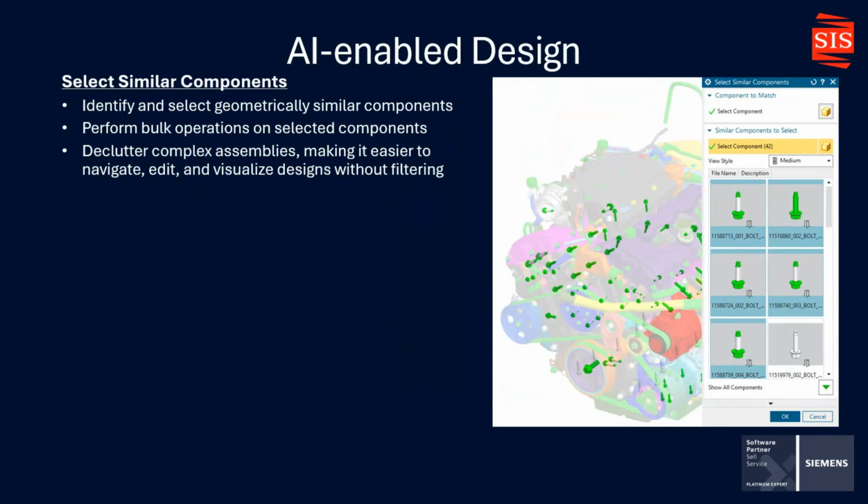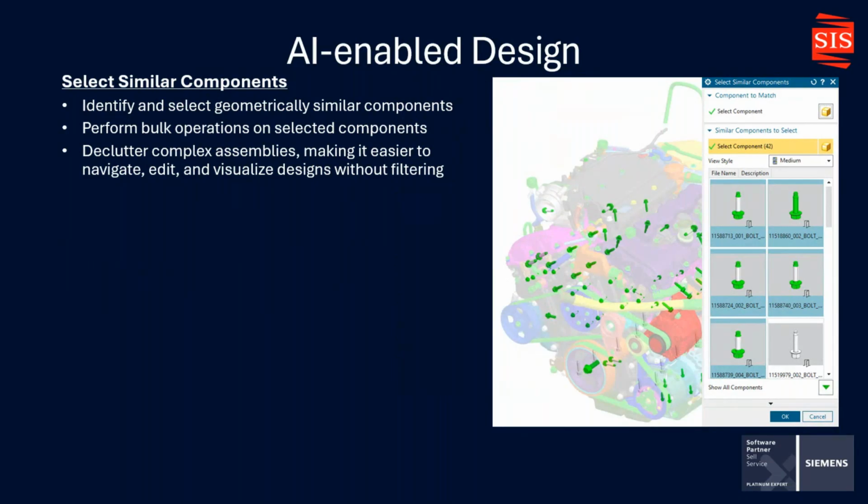Now, the use of AI, artificial intelligence, in NX continues to evolve. We previously saw the use of machine learning to predict commands and objects to select. And with this current release, 2506, we have three new operations that use machine learning. The first one is called Select Similar Components, which identifies and selects geometrically similar components in an assembly.